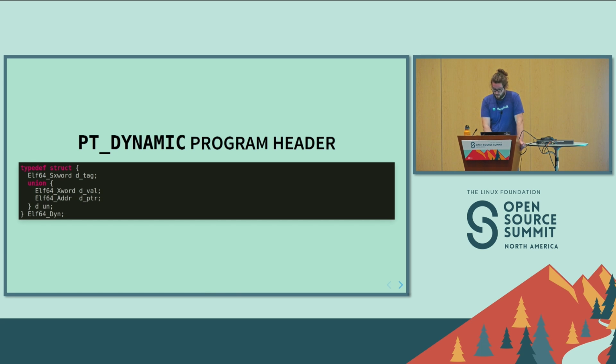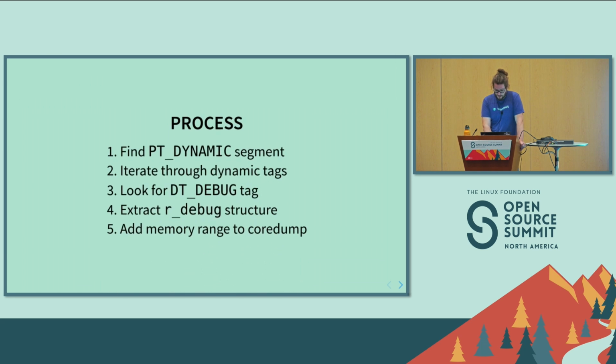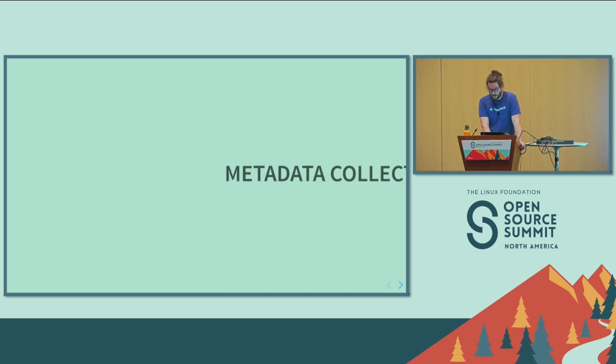And so we need to find that, and iterate through all the dynamic sets, because the way it's set up is it's just a linked list. So we have to go find every dynamically linked library, look for that structure tag that we wanted, and then extract it. And then we just need to make sure that we copy that memory range to our end coredump.